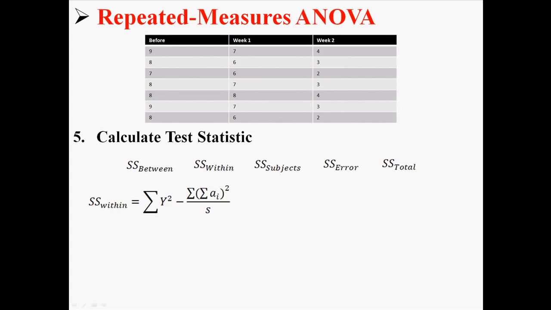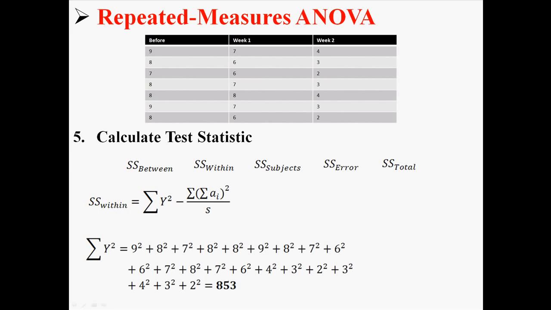Next we have sum of squares within, which is the sum of all Y squared minus this thing that we've already found. So it shouldn't be too bad, we just have to find the sum of all Y squared. This is how we do it. We take every individual value we have, square them, and then add them together. So our sum of Y squared is 853, and we just put that in there. The second part of the equation we already found when we were calculating sum of squares between, so I'm just going to put that there. And now we can find sum of squares within, which is 10.29.